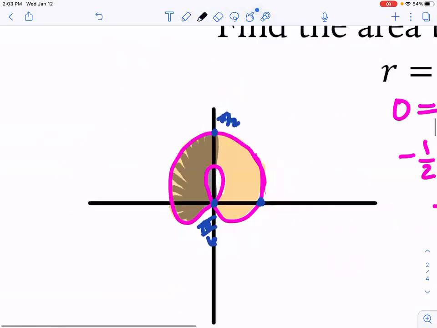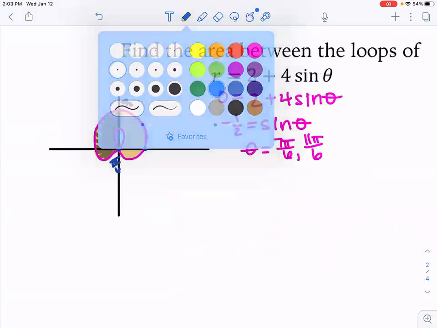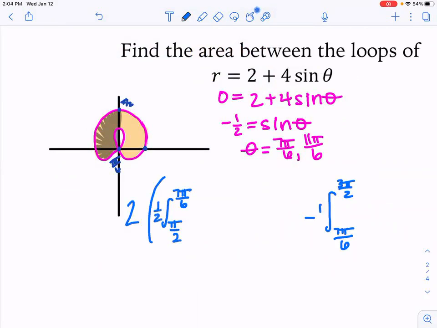Okay, so what we are going to need to do is we can take the integral from pi over 2 to 7 pi over 6 of the area, then we would have to subtract out the loop that we just colored, 7 pi over 6 to 3 pi over 2. But that's only half of what we've been doing. So we would need to double it.